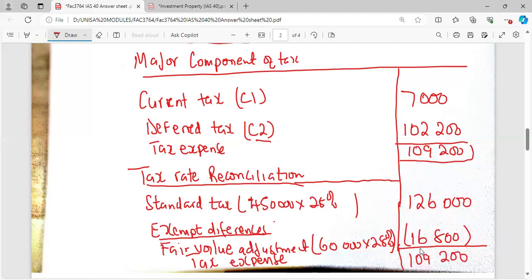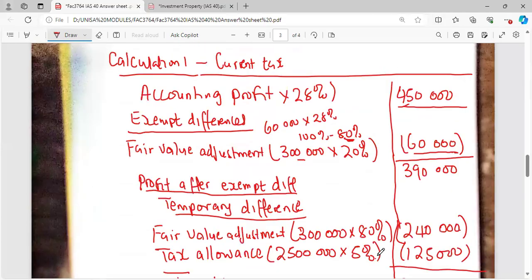If your tax rate reconciliation and this tax expense are different, then it means something did not go well. The tax rate reconciliation and the major component of tax must give the same figure. If they are different, then you should know that you did something wrong somewhere. That's why they call it the tax rate reconciliation. You are just trying to reconcile based on the tax rate.